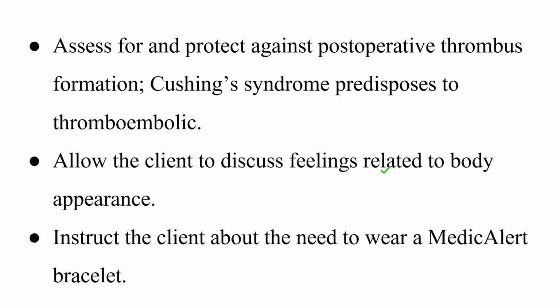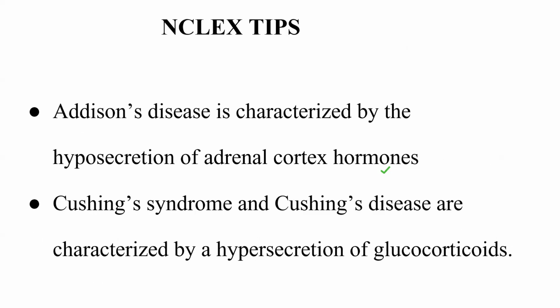So what are the NCLEX tips here? Addison disease is characterized by hyposecretion of the adrenal cortex. This is just the logic. Addison disease is underproduction of adrenal hormones, while Cushing syndrome and Cushing disease are characterized by hypersecretion of the adrenal cortex hormone. That is just the basic for these two disease conditions. One is hypo, one is hyper.